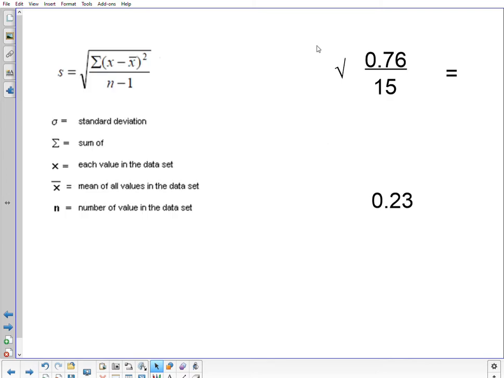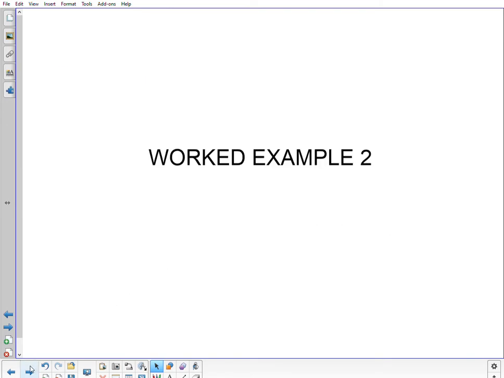We then take that data and we pop it into our equation. So our equation is the square root of the sum of x minus x bar squared. That's what we just worked out. That came out to be 0.76 divided by n minus 1. We had 16 bits of data, so n minus 1 is 15. And then we square root that, and that gives us a value of 0.23. So that is the standard deviation of that data. That's all you need to be able to do. We'll have a look at another example.